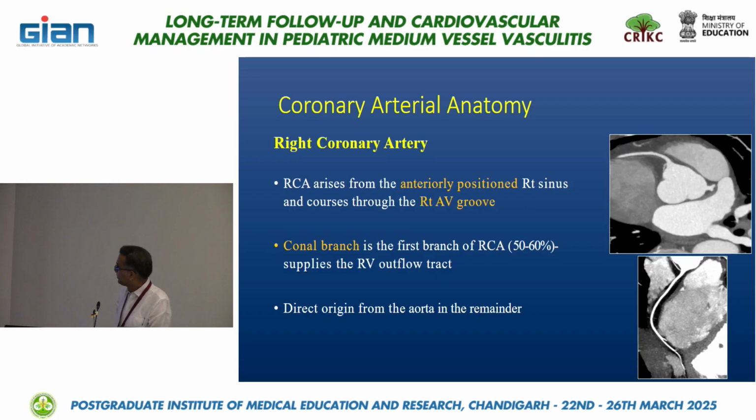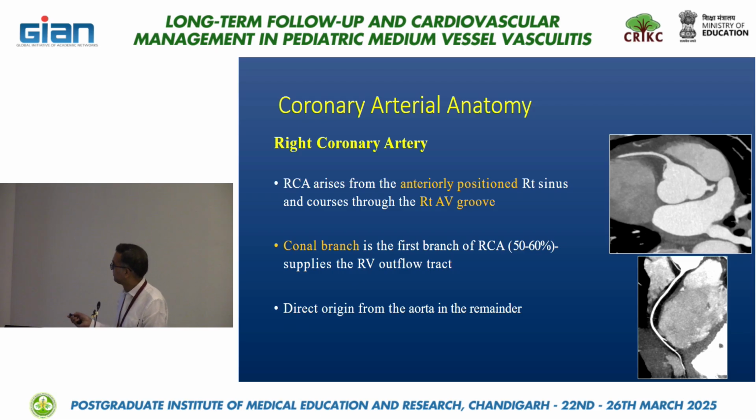Then the right coronary, again the origin I have already told, from the anterior, and then it branches. The first branch is the conal branch, which is towards the conus. It will follow the anterior course and supply the RVOT. In some cases, it has a direct origin from the aorta. Then it is sometimes referred to as the third coronary artery.